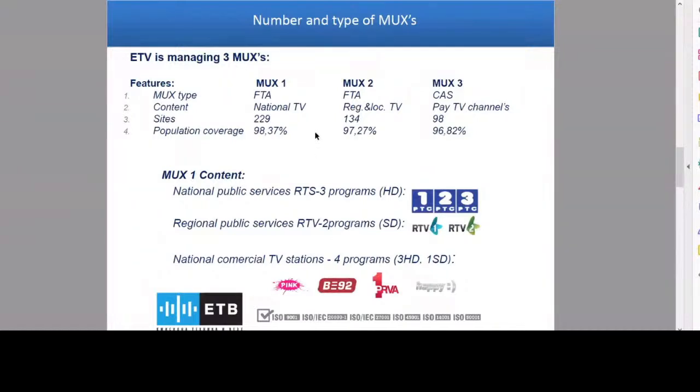You can see that the content of the multiplex one is our national TV stations, and population coverage is more than 95%, which was the target for the first multiplex. And we fulfilled these results with 229 transmitting sites. And for MUX2 and MUX3, our target was 90%.